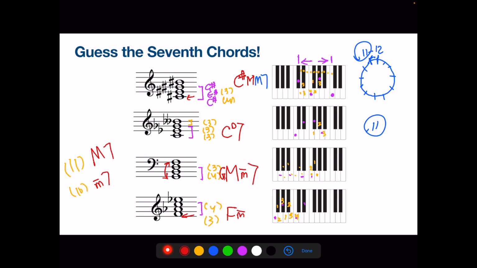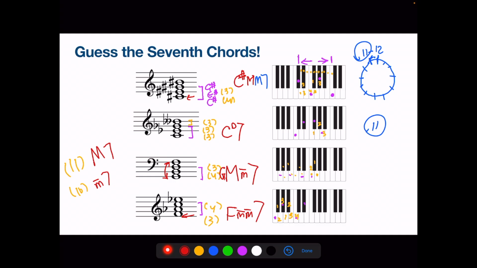So between F and E flat. Once again, I'm kind of lazy, so I'm just going to count from above. So from F to E flat is going to be 1, 2. F to E flat, right? So 12 minus 2 is 10. 10 means it's a minor 7. So this is going to be F minor, minor 7.